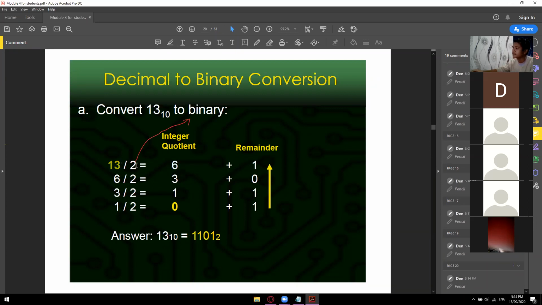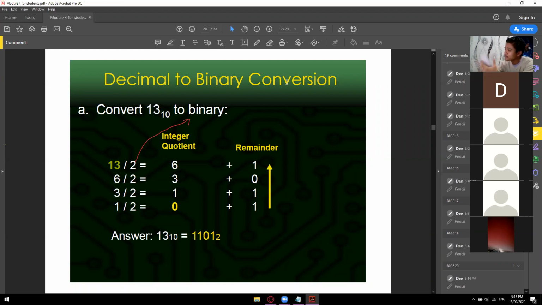math. So 13 divided by 2 is 6. Okay, and then we have a remainder of 1. So kung gagamitin niyo yung calculator, wait, let me just get my calculator. Thank you. So 13 divided by 2. So you will get 6.5.